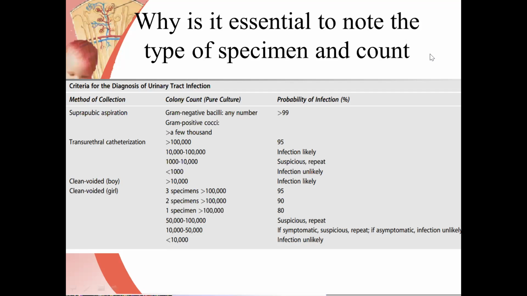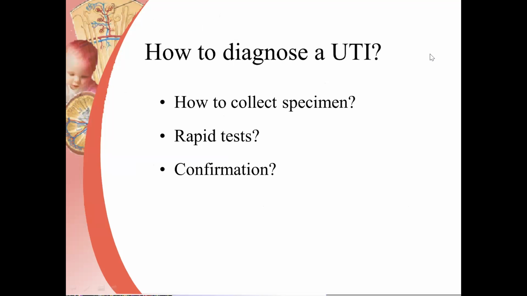Then in a boy child, it's called a midstream specimen. The clean voided specimen means they clean the penis first, then discard the first few drops, then catch halfway through. That is called a midstream specimen. So there, more than 10 to the power 4 is also significant. Infection is likely. Whereas in a girl child, more than 10 to the power 5 count is probably associated with a 95% suspicion, particularly if it is positive in 3 samples. Then less than 1 million count can be suspicious and one has to repeat it. Less than 10 to the power 4 means infection is unlikely. But if they are symptomatic, obviously one has to repeat. So this is why how to collect the specimen is important.